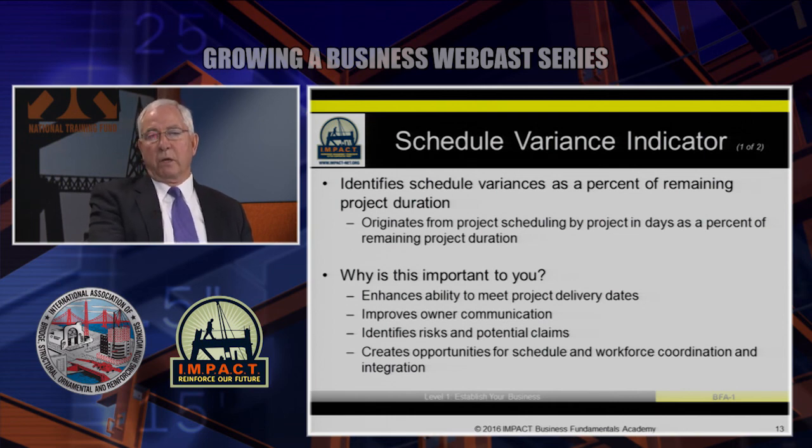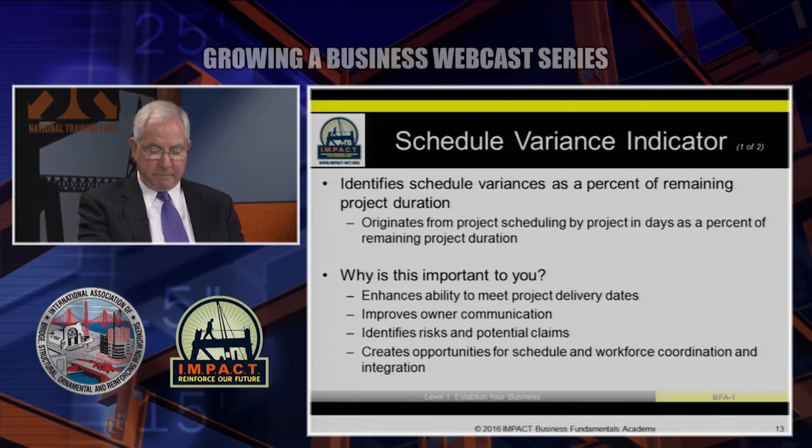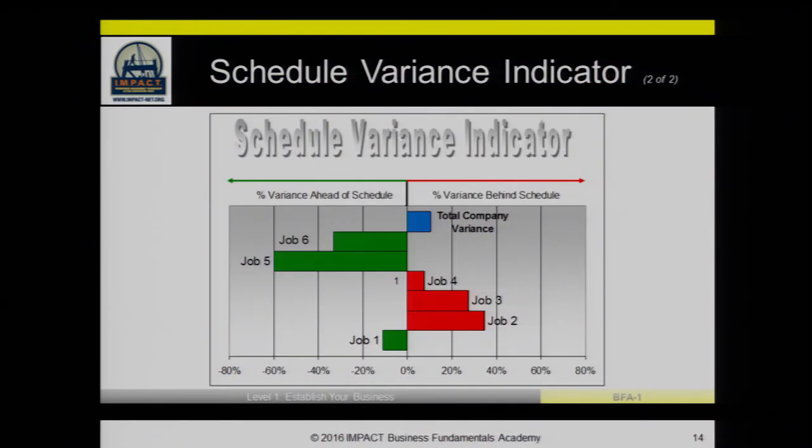So it improves the owner communication. It also identifies the risks and potential claims. It creates opportunities for schedule and workforce coordination, as we said. So here's a schedule variance indicator. And the computations on this are, negative numbers are good, again, just like the liquidity indicator. And the negative numbers are computed like this. You take the original project duration in days minus the revised project duration in days, and you divide it by the total remaining duration on the project. And so that's how those computations are calculated.